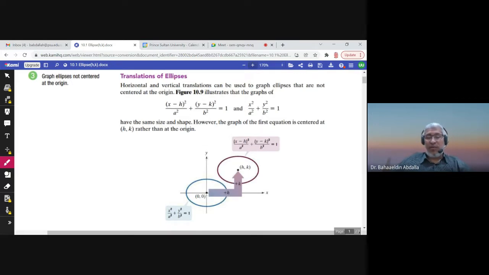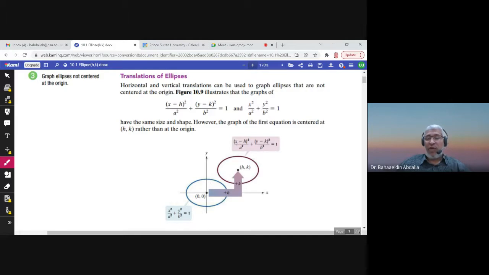translating this center from 0, 0 to hk. So we will have this equation x minus h square over a square plus y minus k square over b square equals 1. So instead of x square, I have x minus h square. Instead of y square, I have y minus k square. Similar to the circle, we know that the equation of the circle with center 0, 0 is x square plus y square equals r square. When the center is hk, we write it x minus h square plus y minus k square equals r square. So it's the same here.